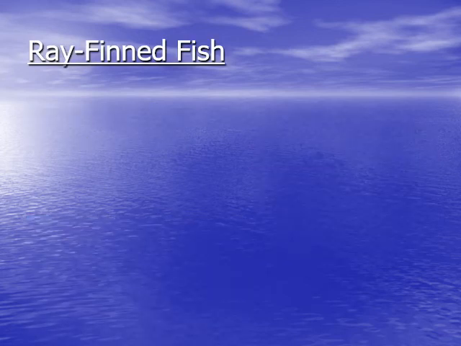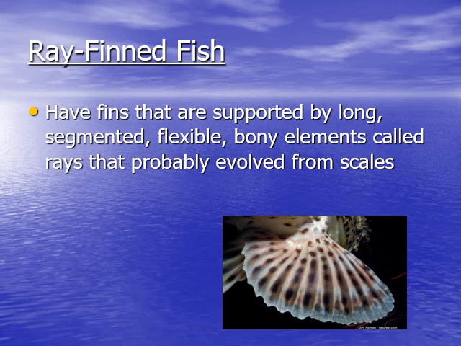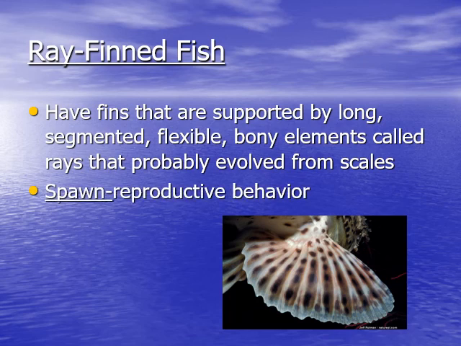Our last group of bony fish that we're probably most familiar with are the ray-finned fishes. These are going to be types of fish that we find most commonly in our area. They have fins that are supported by long, segmented, flexible, bony elements called rays. And scientists think that these probably evolved from scales. So they just don't have one bone that makes up their fins. They have all of these little segments that you can see in this picture down below that kind of widen that fin out and hold it and support it together.